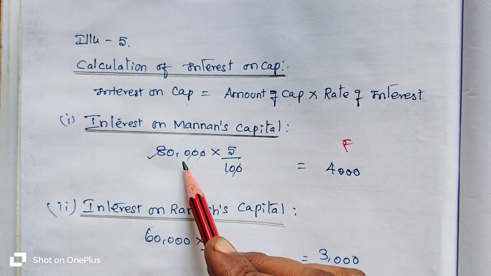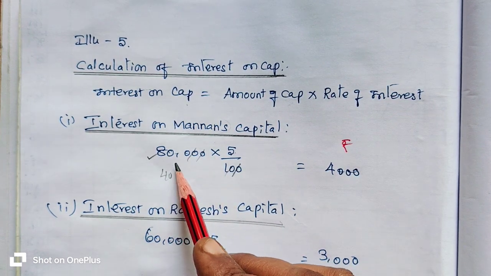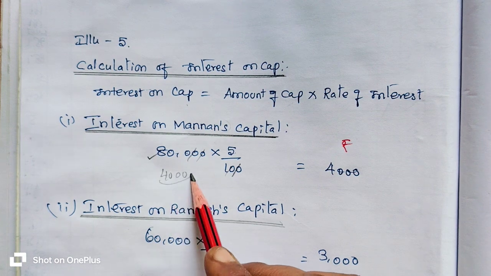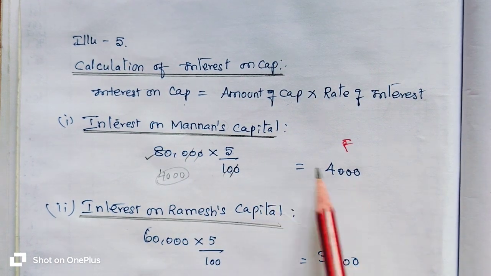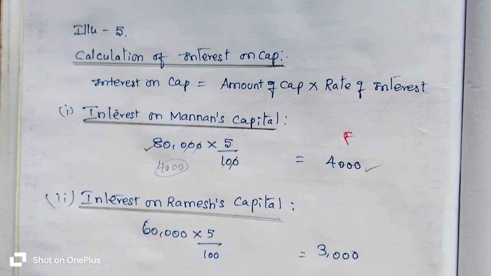0 is to be cancelled. Remaining 5 into 800. 5 8s are 40, 20 is to be added here. So 4,000 rupees is the interest on Mannan's capital. So Mannan's interest on capital is 4,000 rupees.